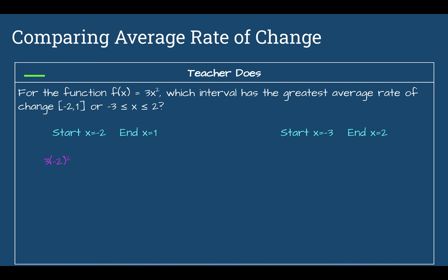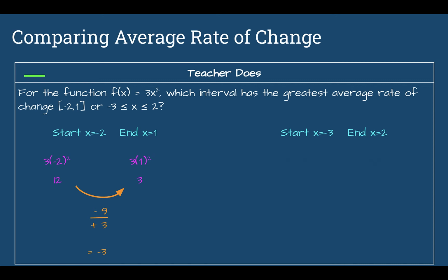So for the first interval, I'm going to plug in -2 into our function and 1 into our function. If I plug in -2, I get 12. If I plug in 1, I get 3. So how did that change? It went down 9, and it took 3 units to get there. Our interval was 3, so the average rate of change here is -3.